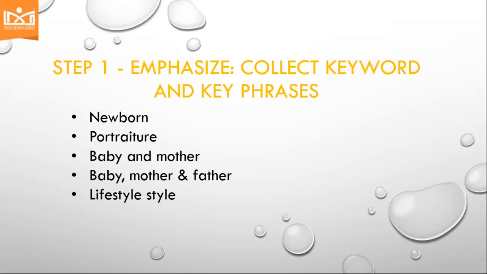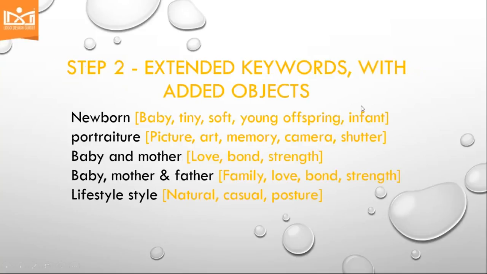Now, here's what I'm going to do, and it's simple. Step one is emphasizing certain keywords. I will collect certain keywords and key phrases, then I will refine them. The first one is newborn. And then portraiture, baby and mother, baby, mother and father, which means family. And style means a casual style, not a formal studio style. So I have the words: newborn, portraiture, baby and mother and father, lifestyle, casual style.